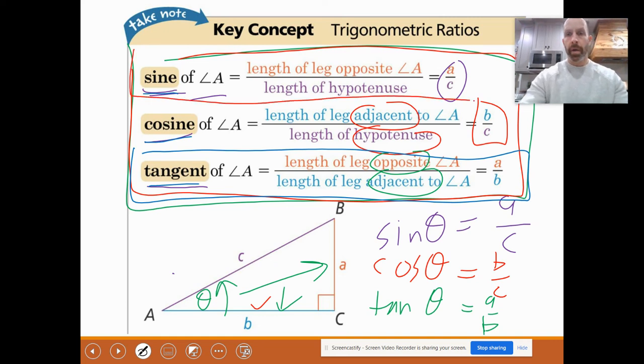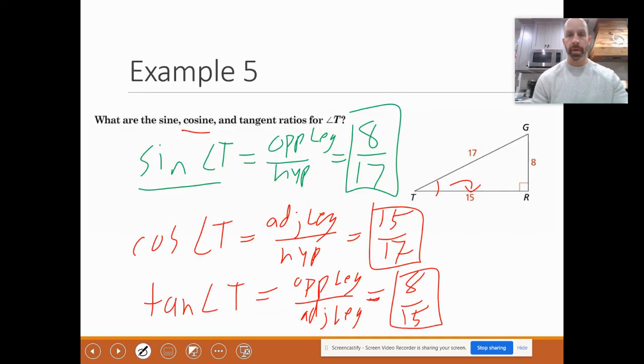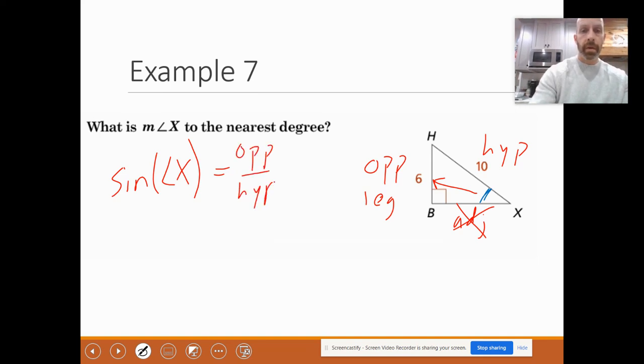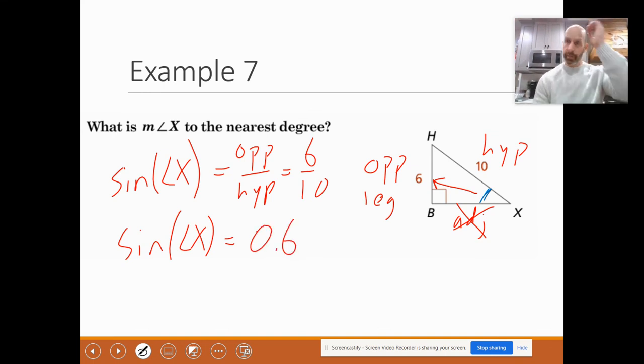It looks like we're going to need the sine ratio on this one. So that's what we're going to do. We're going to say that the sine of angle x is equal to opposite over hypotenuse. In other words, it's going to be 6 over 10. In other words, the sine of angle x is 6 divided by 10, which I think is 0.6. And now the question is what do I put in there to figure out what x is?